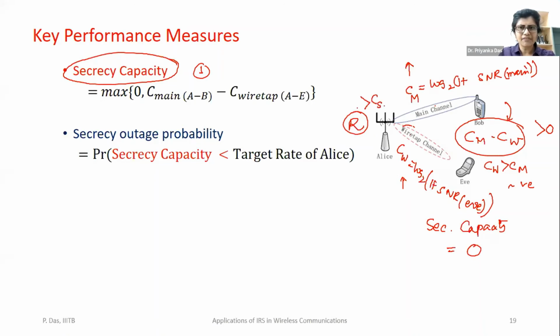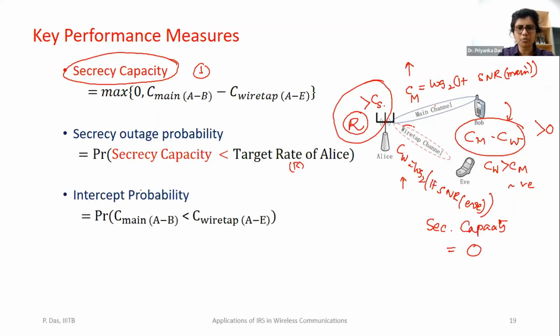What will happen? If I transmit at a rate less than secrecy capacity, my information will be secure, or my error probability will be as low as possible. Not error probability in the sense of the conventional thing, but when you talk about security measure, we call it secrecy outage probability. Outage event will occur if R greater than CS. So it's the probability that your secrecy capacity falls below the target rate of Alice, which I mean R. Okay, secrecy capacity is below the target rate.